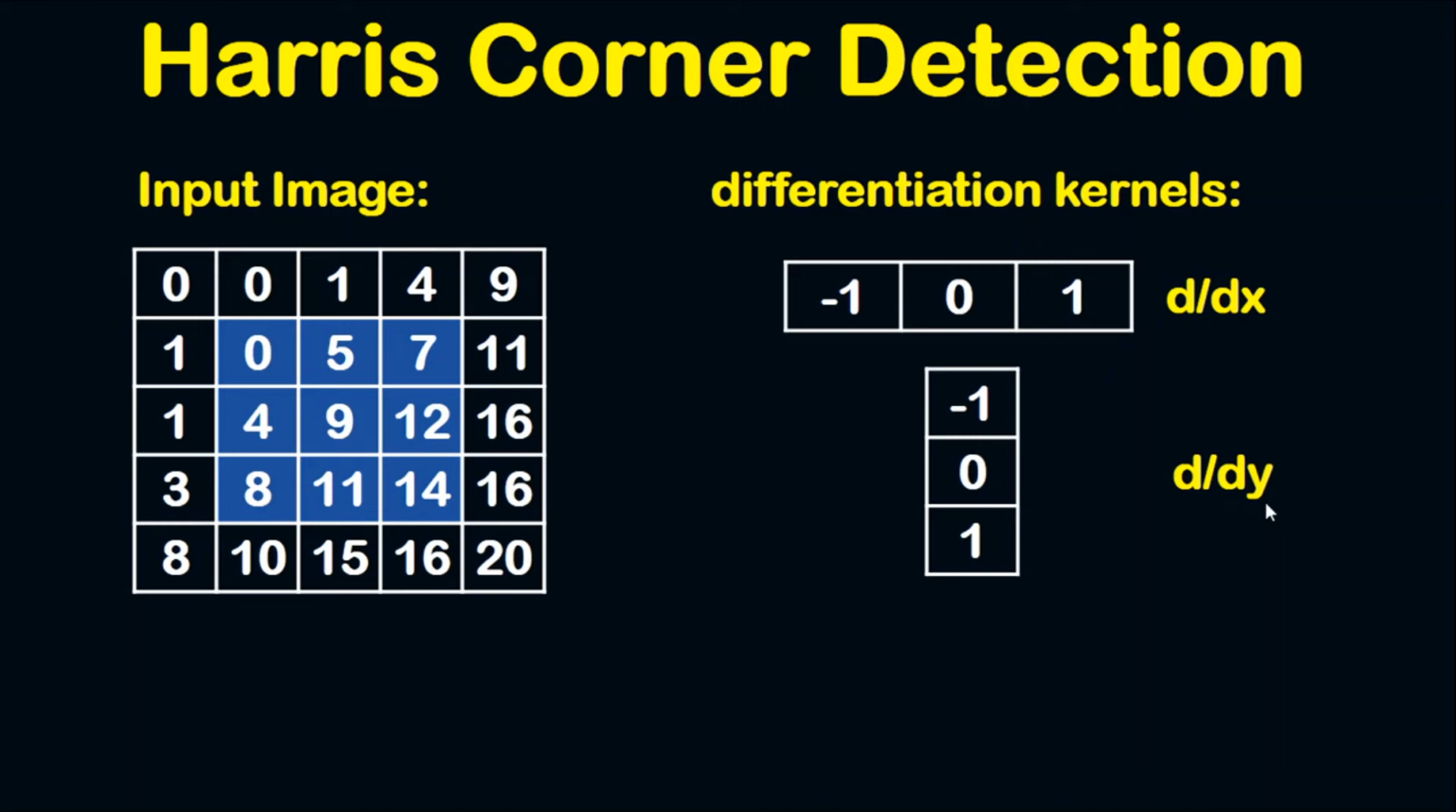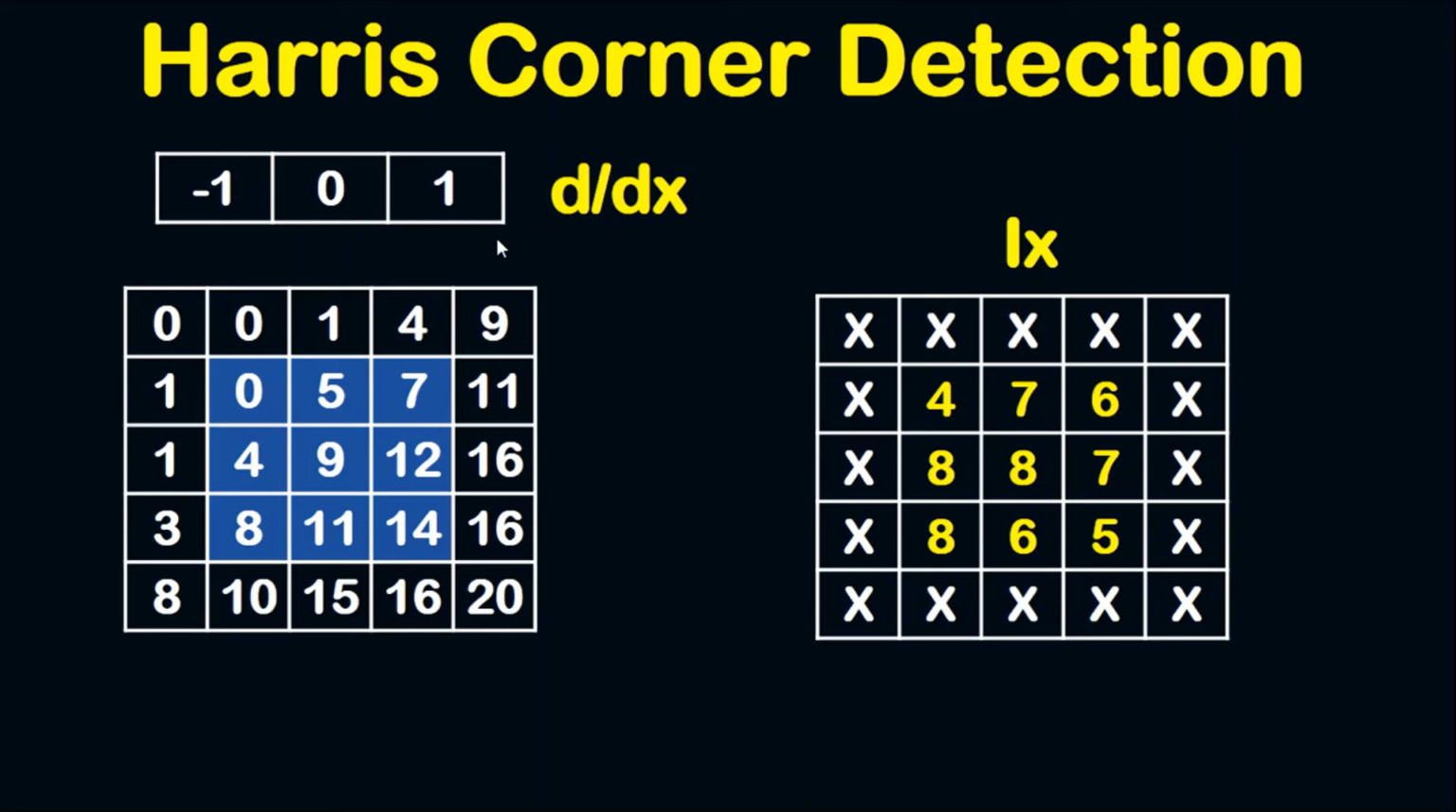So we will start by getting the derivative in terms of X using this differentiation kernel. Now for the first pixel, we will put the center of the kernel on the pixel itself. So the 0 will be on the 0, and so this negative 1 will be on this 1, and this 1 will be on this 5. Then we will multiply. So 1 by negative 1 is equal to negative 1, plus 0 multiplied by 0 is equal to 0, plus 5 multiplied by 1 is equal to 5. So we have negative 1 plus 5, this will be equal to 4 like this.